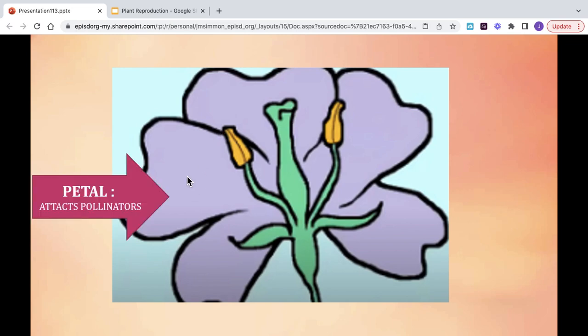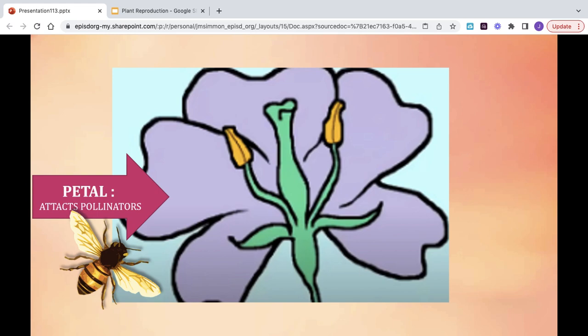The first thing you need to know is about the petal. Normally, flowers have very vibrant or brightly colored petals, and the reason for this is to attract pollinators, such as bees, to come to the flower. This particular flower has both male and female reproductive organs.